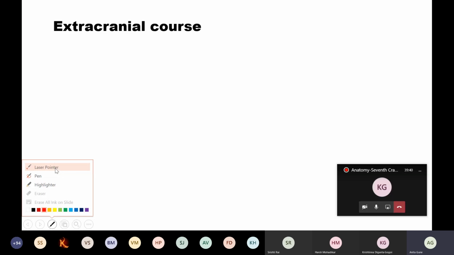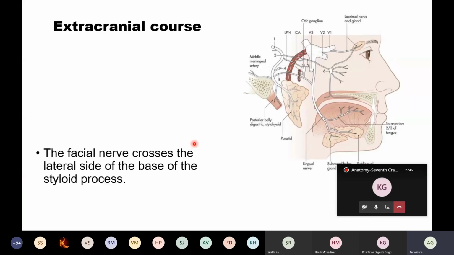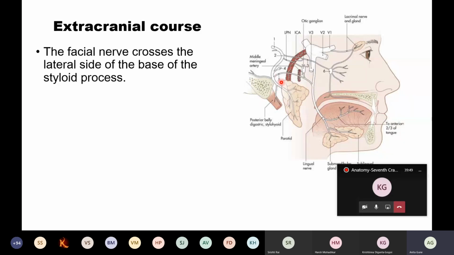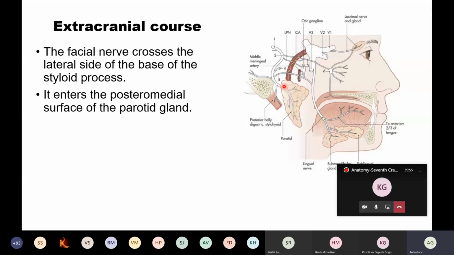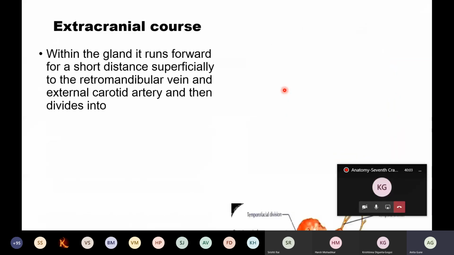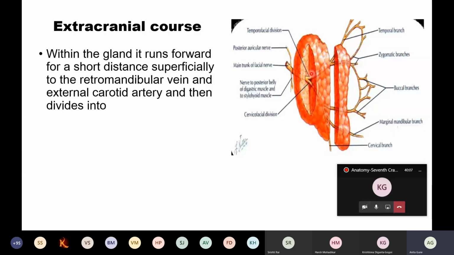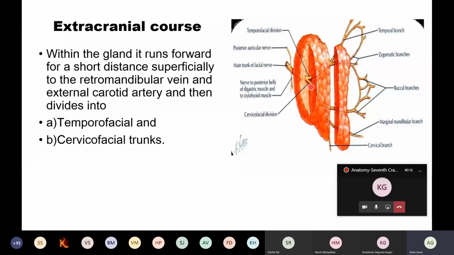So now we have seen the intracranial part of the facial nerve. We have reached up to the stylomastoid foramen. Once it reaches the stylomastoid foramen, it crosses the styloid process and pierces the posteromedial surface of the parotid gland. And when it pierces the posteromedial surface of the parotid gland, it will lie in the substance of the parotid gland, where it divides into two trunks first. It is called the temporofacial trunk and the cervicofacial trunk.